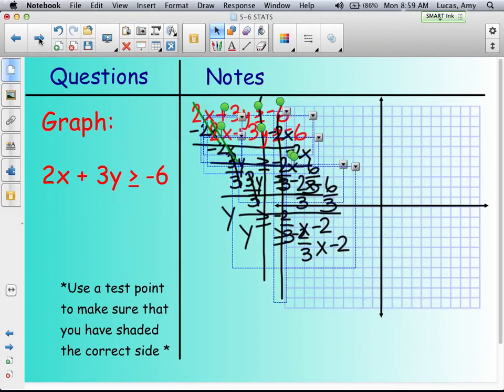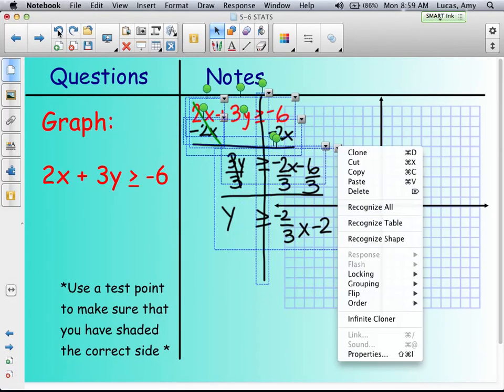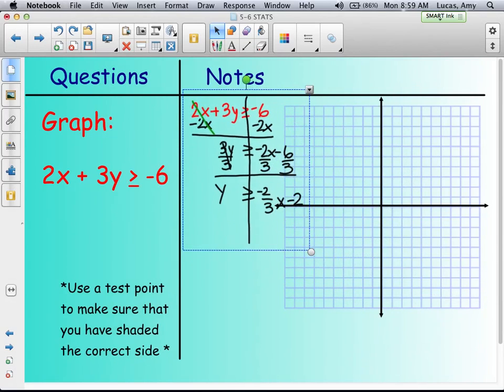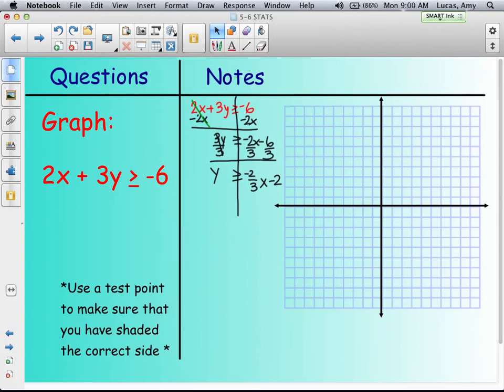I'm going to group this so that I can make it a little bit smaller. There we go. Okay, so now we're ready to graph this line. So my intercept is negative 2. My slope says rise over run, negative 2/3, so down 2 and 3 to the right. Continue, and reverse that in the other direction because we are looking for a half plane today.